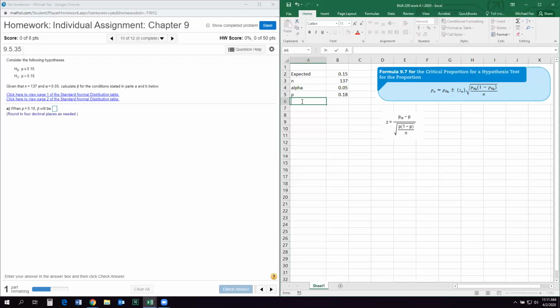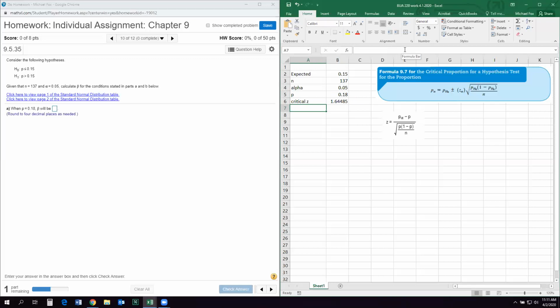So if I can type, my critical z is norm.s.inv for the probability of the alpha. Now, the problem with this, again, is that it's going to give me a negative z, and I want the absolute value of it. So I'm just going to do absolute value of that whole thing. So there's my critical z for this problem.